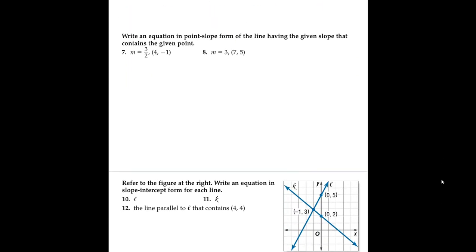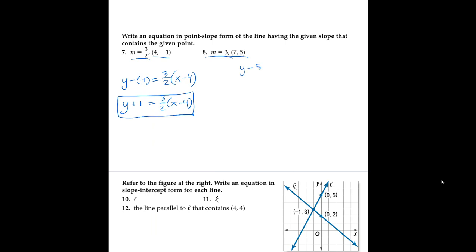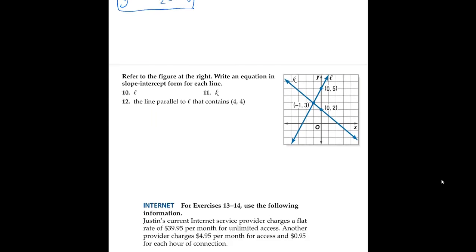Okay, write the equation in point slope form. Well, it gives us a point and a slope. So we just write it, right? So here's good practice. y minus the y value equals slope times x minus the x value. So just to get rid of that extra parentheses, y plus 1 equals 3/2 x minus 4. Okay, this one over here, y minus 5 equals 3x minus 7. No extra parentheses to get rid of. Easy peasy.